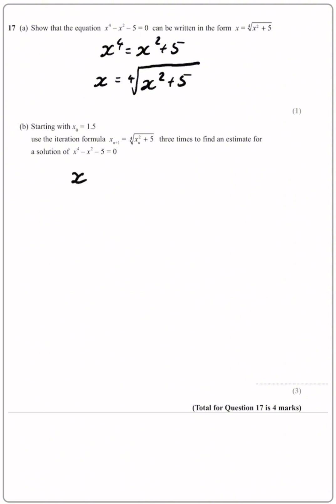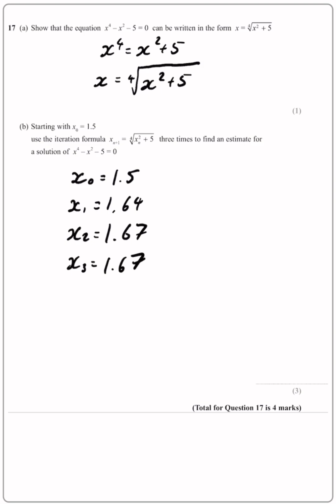Then for part B, setting x0 as 1.5, I take 1.5 squared plus 5 and fourth root it, and you get 1.64. Take 1.64, do that again, and you'll get 1.67. If you keep doing that, you will stay on 1.67, which is one of the solutions. So 1.67.